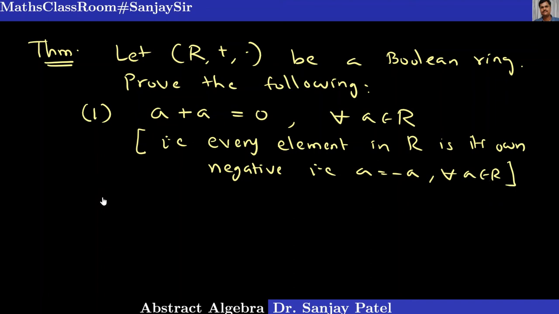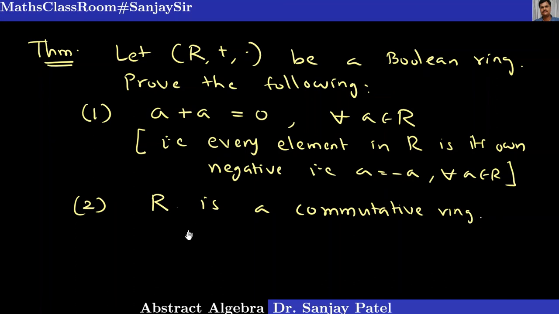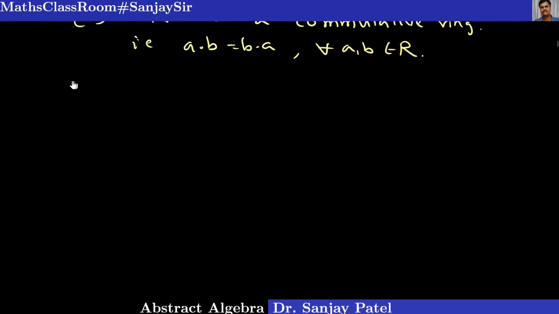Secondly, prove that R is a commutative ring. So that means every Boolean ring is always commutative. In that case, I have to show a dot b is equal to b dot a for all a and b belonging to R. So this is my aim in this theorem about Boolean rings. What is a Boolean ring? It is a ring in which a square is equal to a is true. So let us prove the first one, why a plus a is 0.